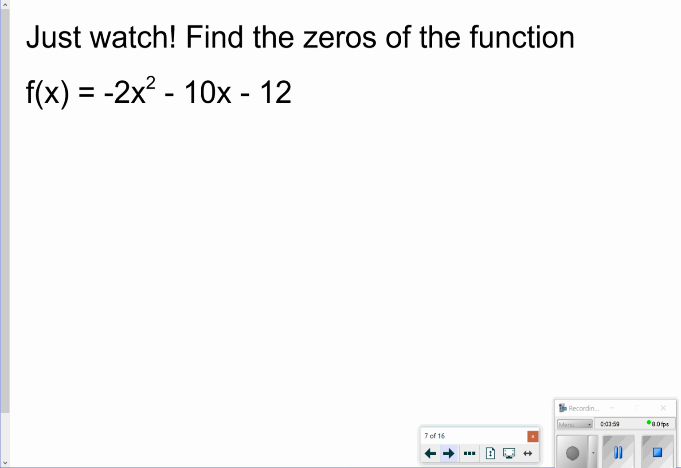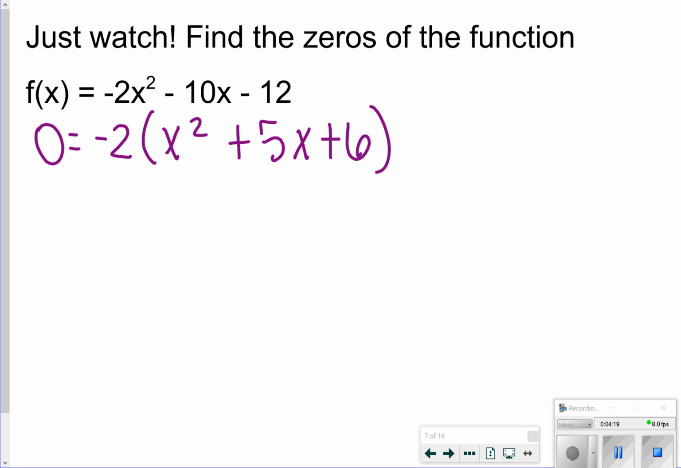The next one we're going to look at a little bit more. This one is a trinomial, so you're going to go ahead and factor this one. Again, once you're done factoring, then we would be solving. So if I wanted to try this one, I'm going to set it equal to 0 first and factor out a negative 2 because that's my GCF. So I would have x squared plus 5x plus 6. And then I would do my factoring method.